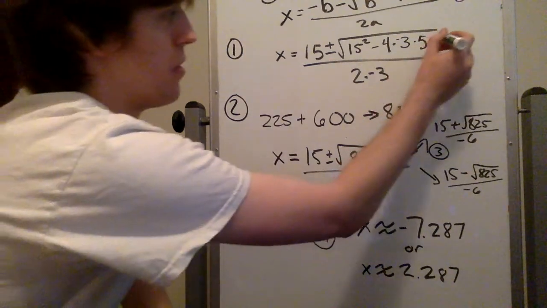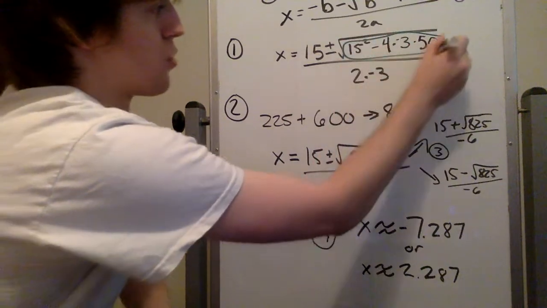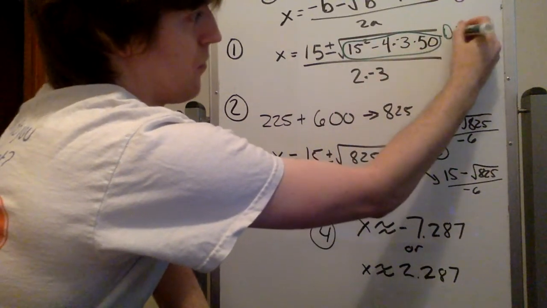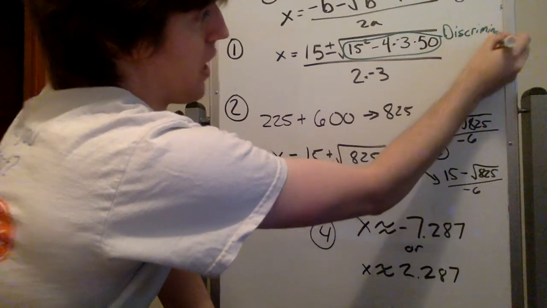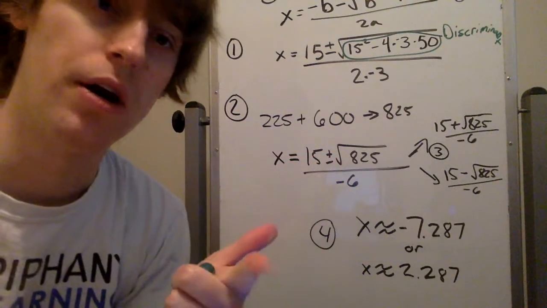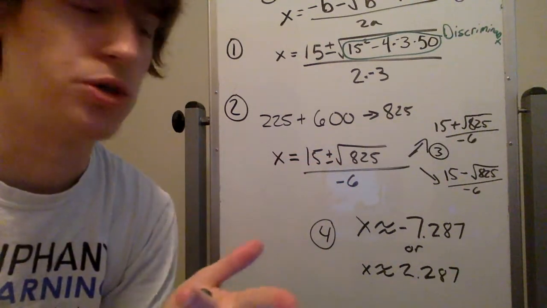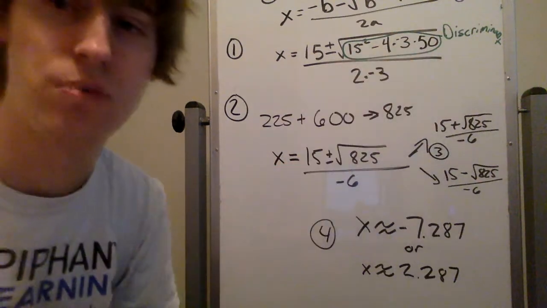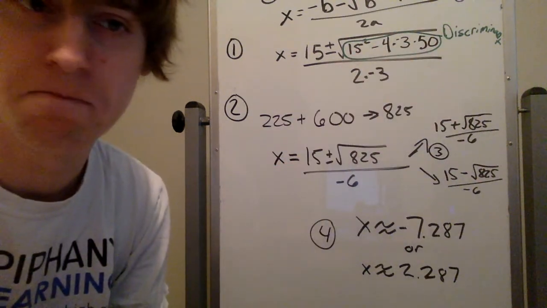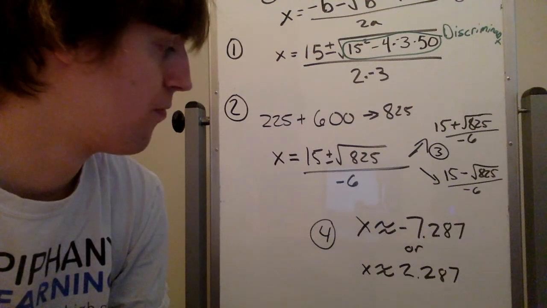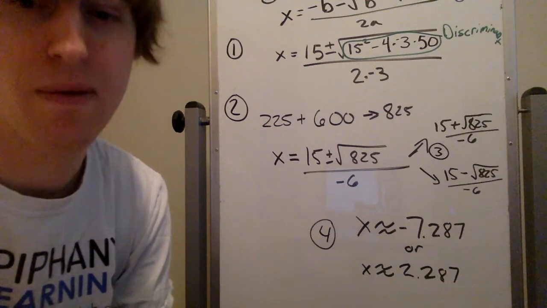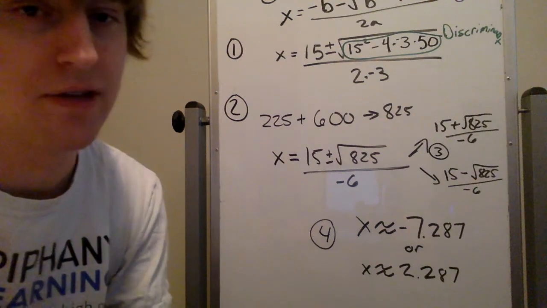Remember, whatever is underneath the square root is called the discriminant, and it determines whether there are 0, 1, or 2 solutions. We'll talk more about that next week, but we're just out of time for today. Okay? I kind of wish we had a little bit more time, but that'll have to do.